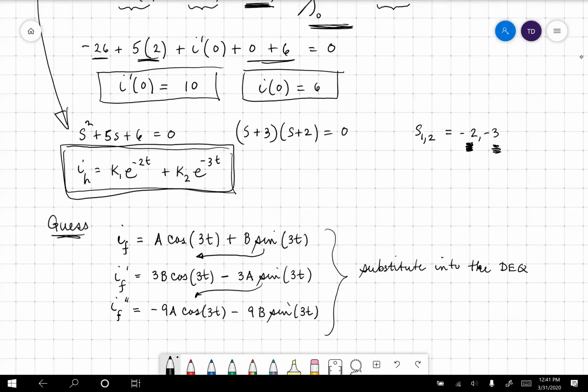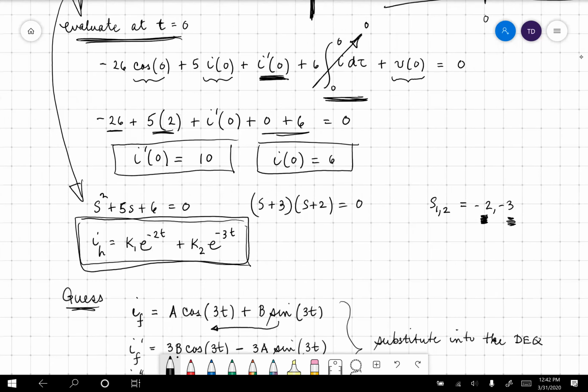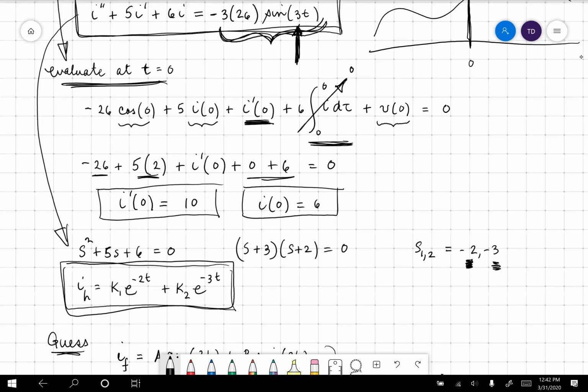So a reminder of our differential equation. Our differential equation looked like the following: I double prime plus 5 I prime plus 6I equals, and then I think we had, I'm going to have to double check this, minus 3 times 26 times, I think it was the cosine of 3t, but I'm going to pull it up and double check, so hang on. No, sine of 3t. Sine of 3t.